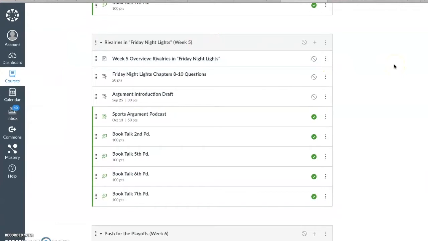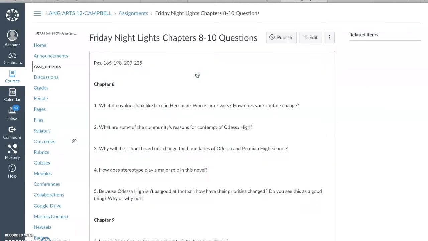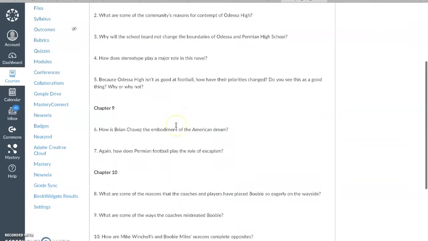Okay, guys, today I want to talk to you about exactly what we'll be doing in week 5. In terms of the book, it's going to be really basic and simple. You're just going to want to work on the chapter questions, chapters 8 through 10. We're talking about pages 165 to 198 and pages 209 to 225. All you have to do really is read those pages and answer these questions.